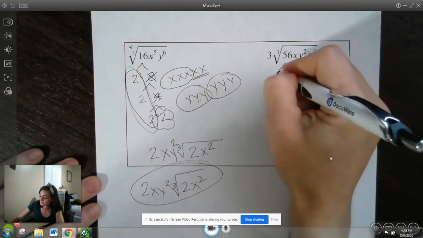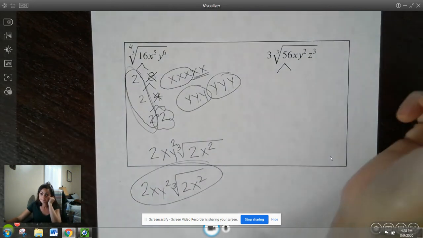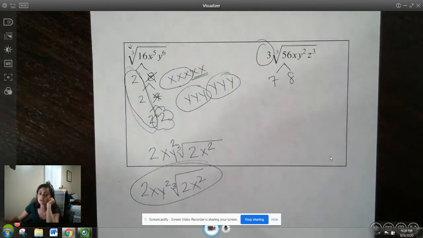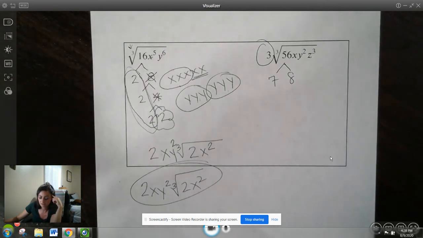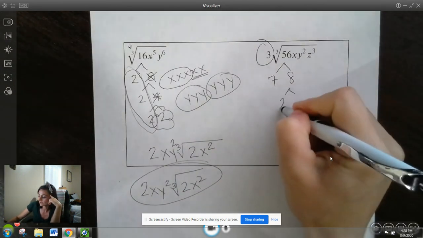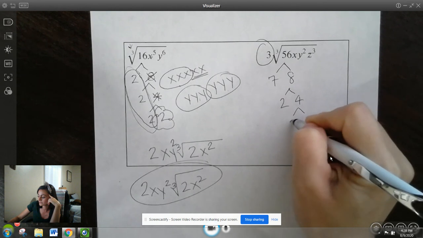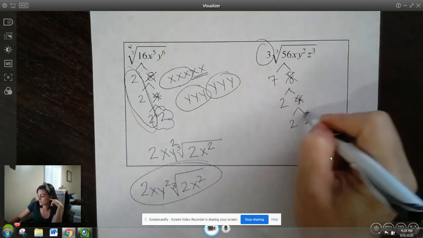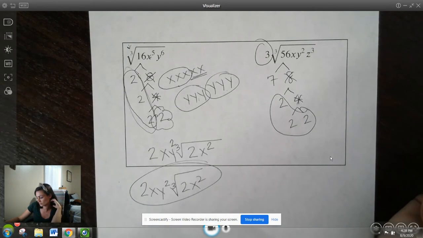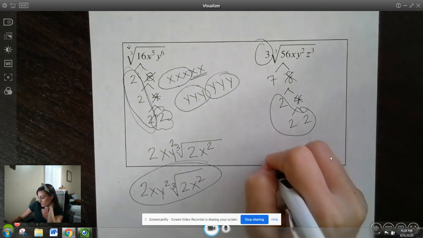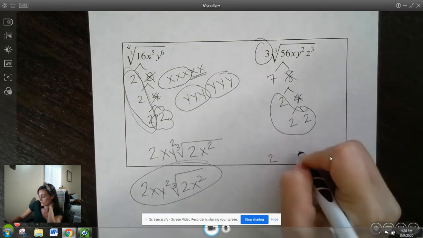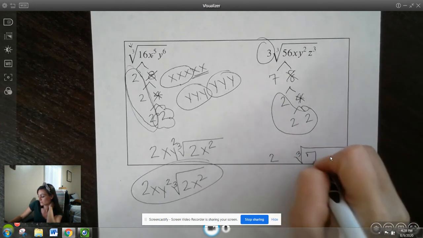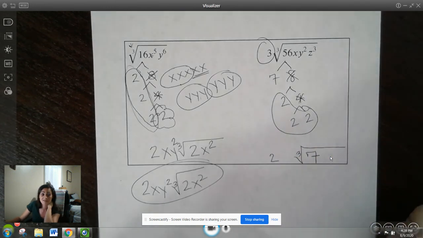And last but not least, 56 is 7 times 8. And again, there's a 3 out there. I'm not going to forget, like I did before. This is 2 times 4, which is 2 times 2. 8's gone. 4's gone. I got a triplet of 2's. So that's going to go outside to show that I've met that requirement for taking the cube root. 7 is inside because it didn't have any pairs.